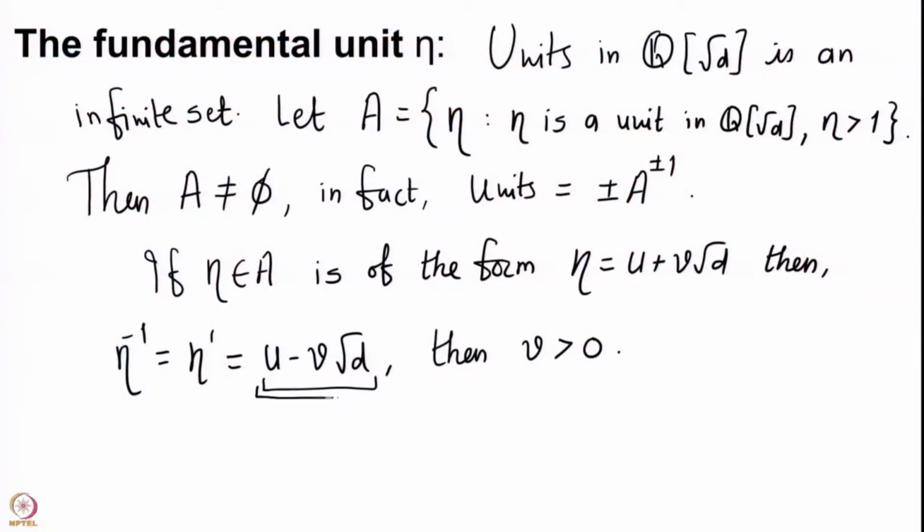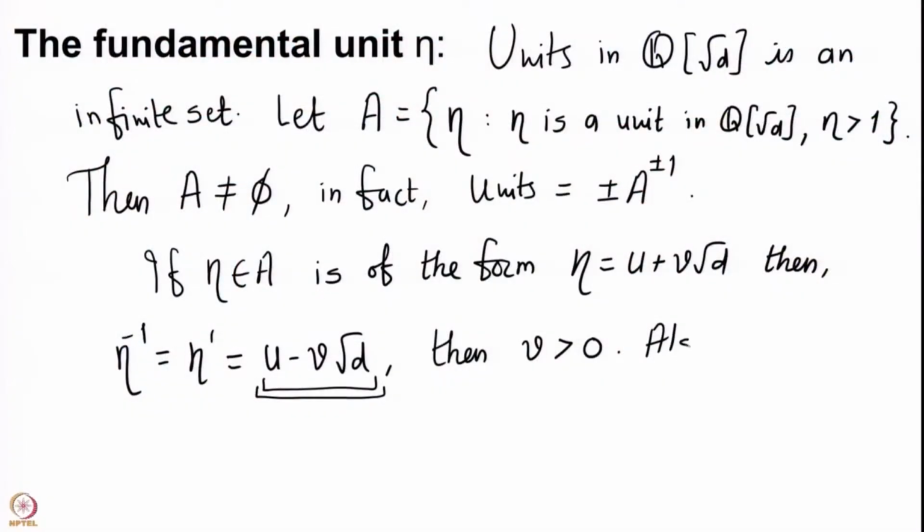If u is negative, then eta prime will be a negative number, because now our v is positive. So, negative v is a negative number, and if your u is also negative, then you have eta prime to be a negative number, which is also not possible, because if you have something bigger than 1, it is a positive number, its inverse should also be positive. So, also u is bigger than 0.